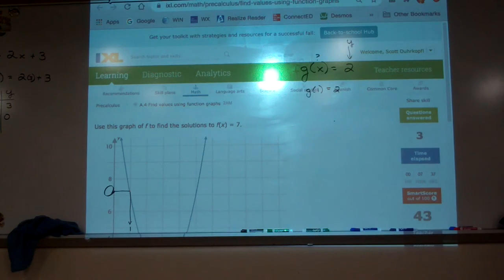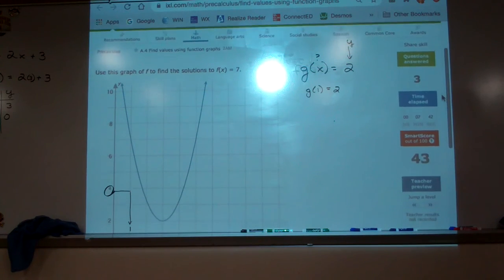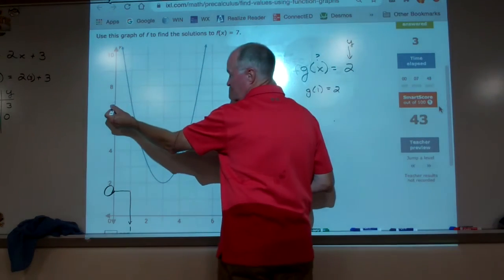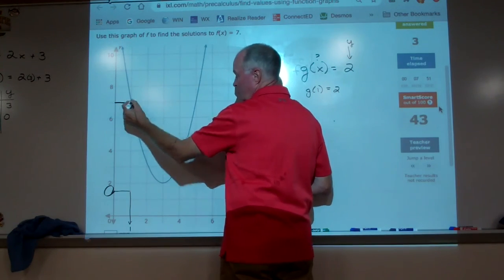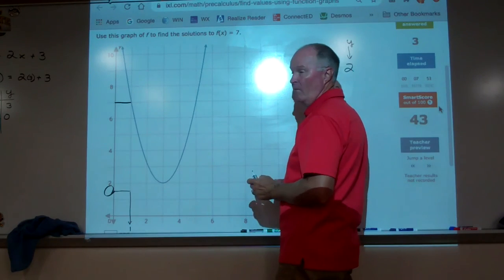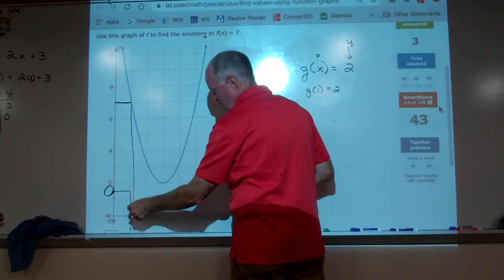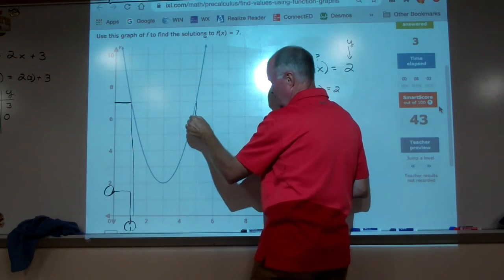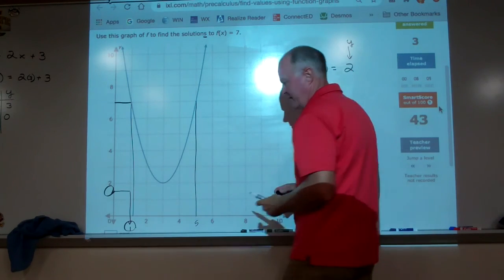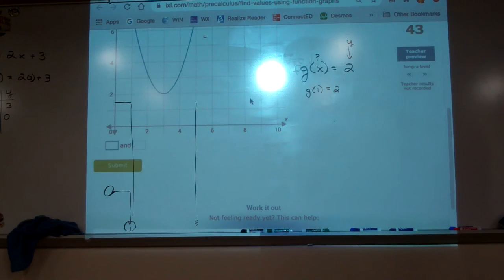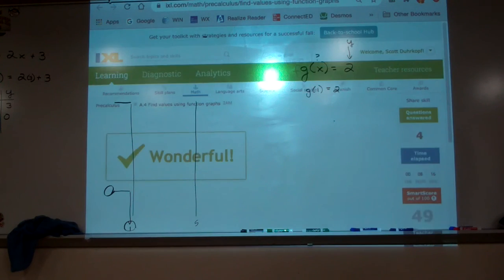This one has 7. F of x equals 7. So I would go over to 7, find up here is 7, and whoa, what do we know? There's actually 2 of them because it says solution. So there's a 1 and there's also a 5. And so my guess is down here they're going to have 2 boxes for us. That's nice. 1, tab 5. And we're on our way.